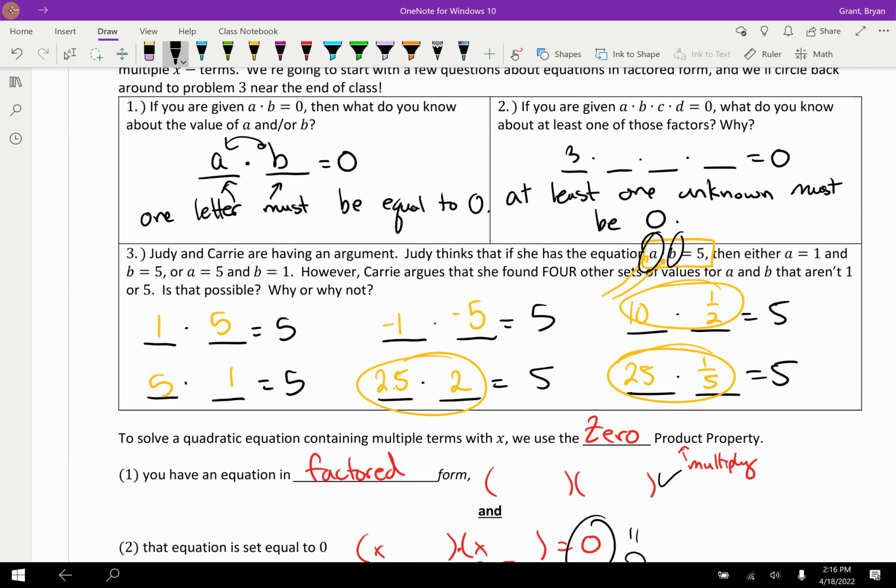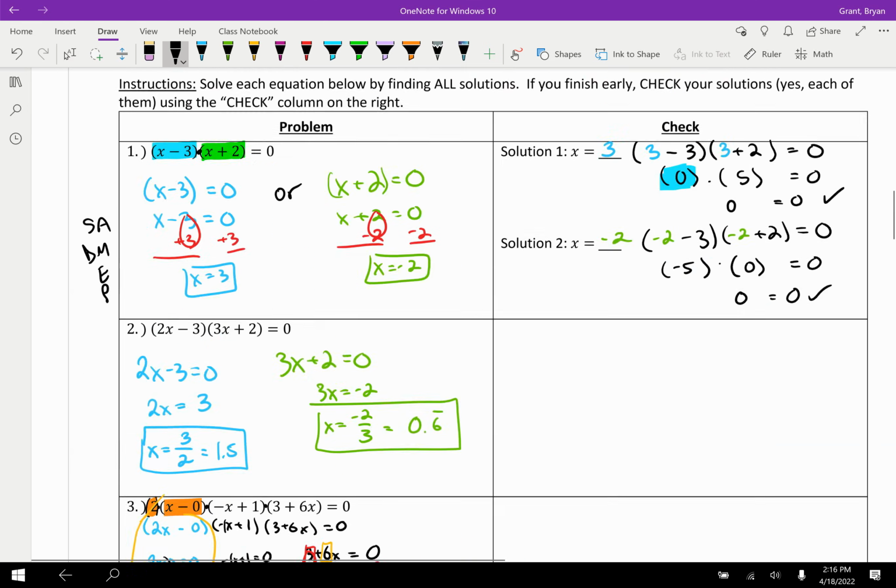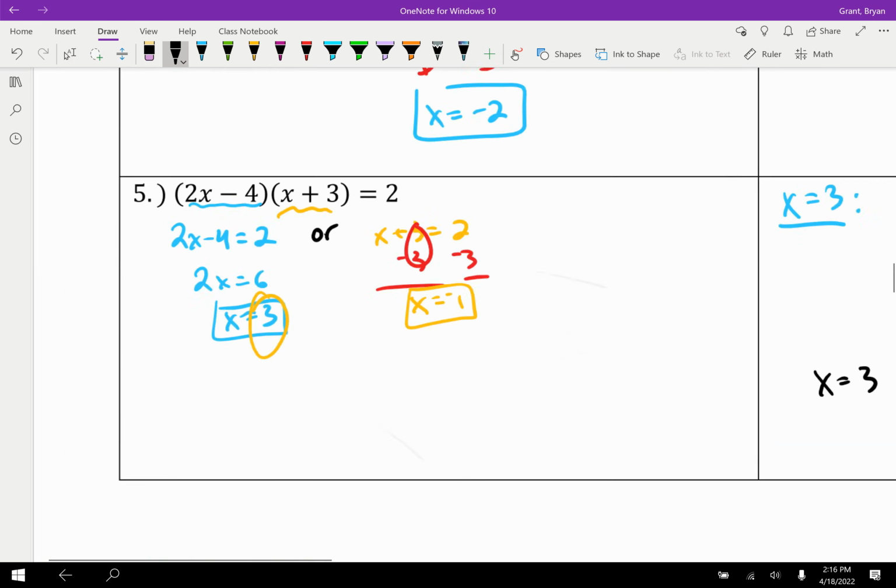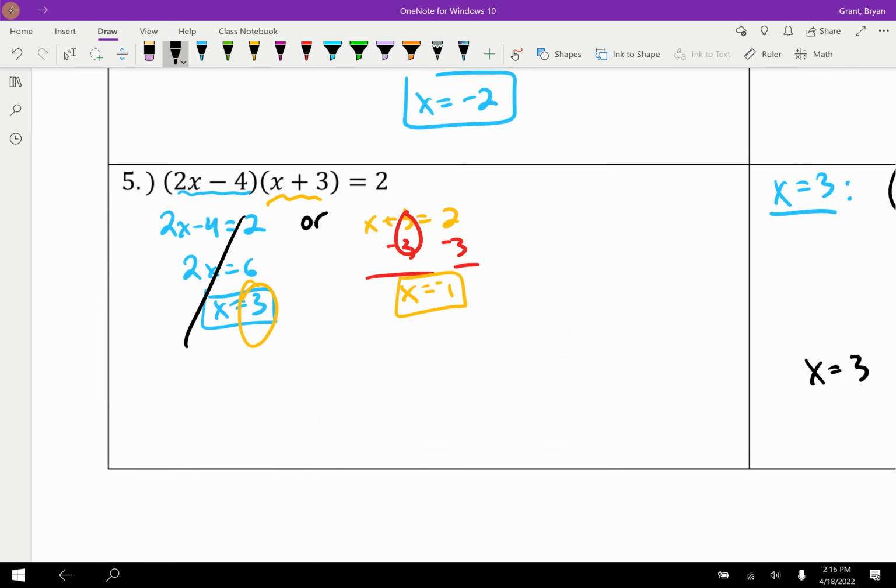But did one of these have to equal 5? No, it did not, right? Look at all these different options where they didn't equal 5. And so on this fifth problem down below, when we're equal to 2, we are not allowed to do this. I'm just going to write a note and say not equal to 0.